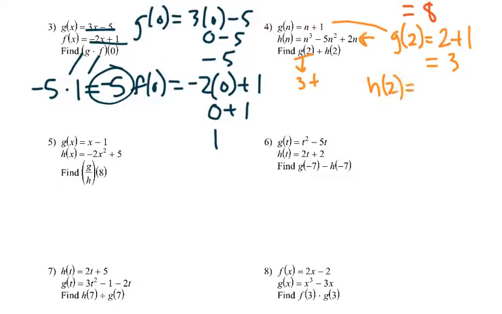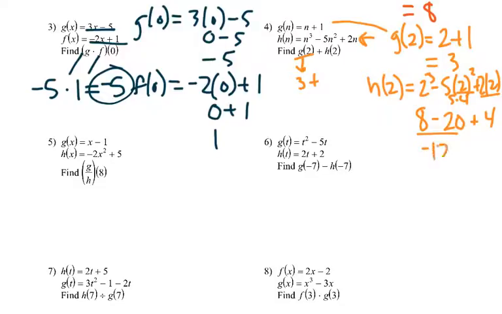So h of 2 would equal 2 cubed minus 5 times 2 squared plus 2 times 2. So 2 cubed is 2 times 2 times 2, so that's 8. Minus 2 squared is 4, 5 times 4 is 20, plus 2 times 2 is 4. So 8 minus 20 would be negative 12, plus 4 would be negative 8. So we get 3 plus negative 8, because that's our h of 2, and that would give us negative 5.